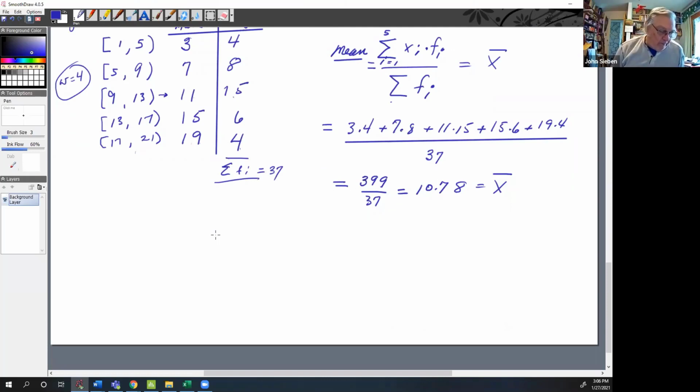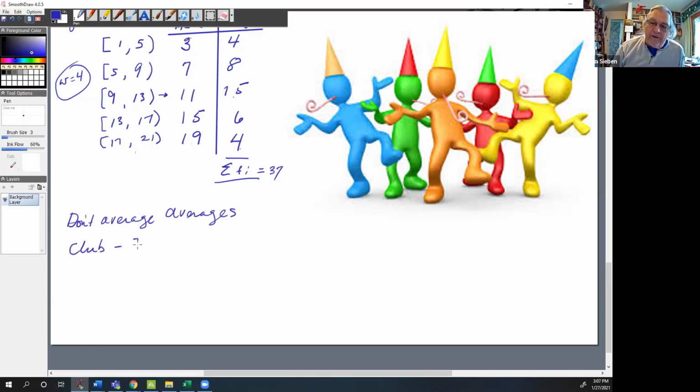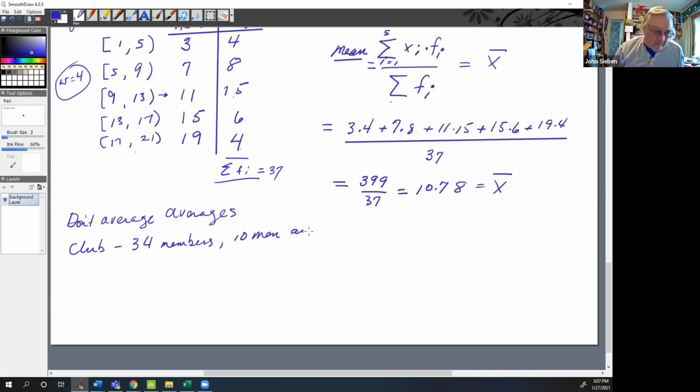We have to be careful that we don't average averages. We're not allowed to do that. An example: suppose that we've got a club that has 34 members. And these members are 10 men and 24 women.